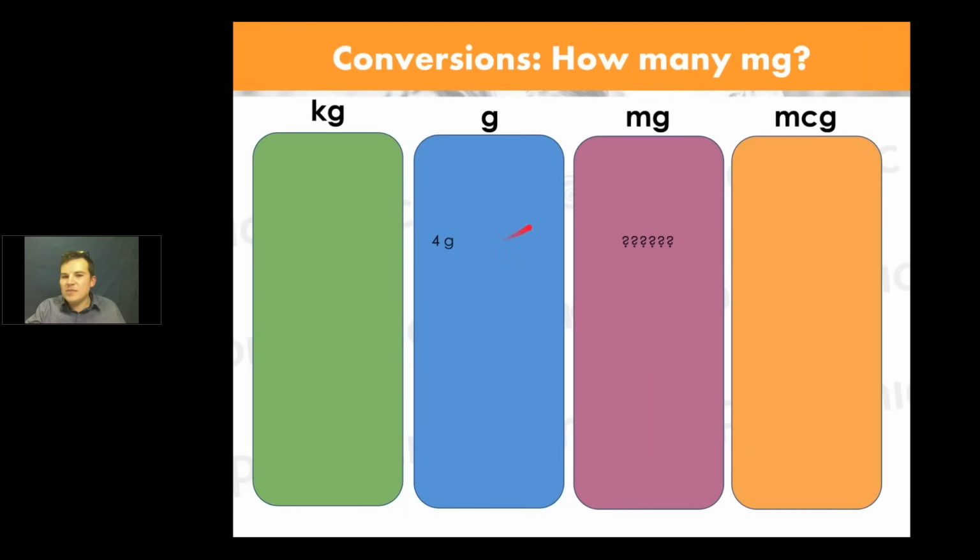So 4 grams, what do we need to do? Well, to get to a smaller number, to split it up, to divide it all out, it's a bad choice of words. To make it into smaller chunks, tiny pieces, I need to multiply, right? I need to break it into smaller pieces, and that is multiply. So I need to multiply by what? Well, it's 1,000. So it's then 4,000 milligrams.